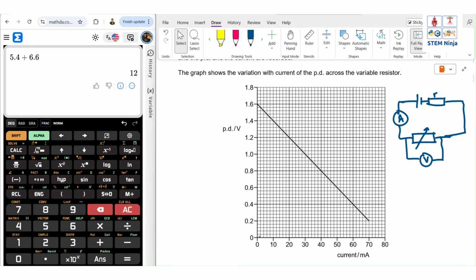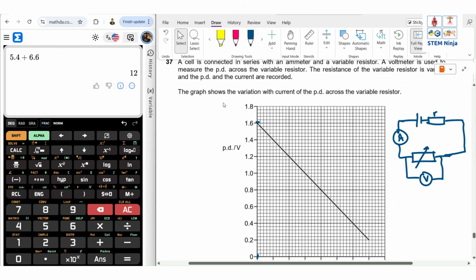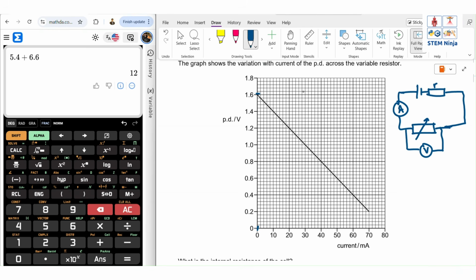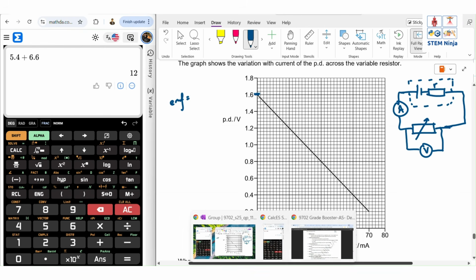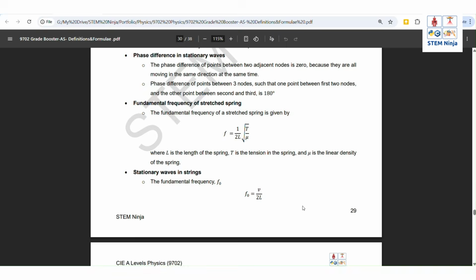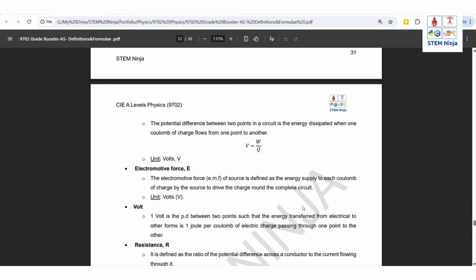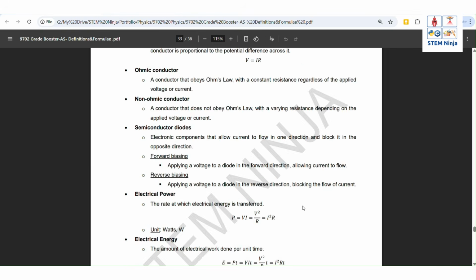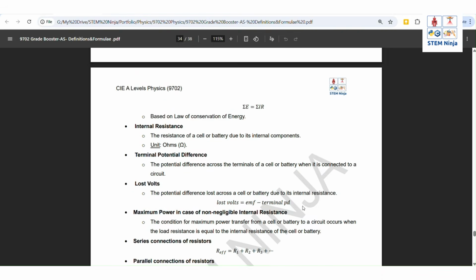So notice one thing over here. When the current is zero, the potential difference is 1.6. And this is the definition of EMF. EMF means the terminal potential difference of the battery when there is no current flowing. So the formula, if you remember, I think we have this somewhere. I hope I can find it. Right, got it.